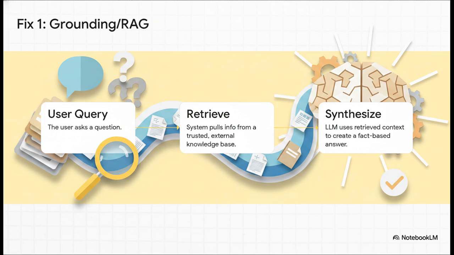First up, and this is the big one, is a technique called Retrieval Augmented Generation, or RAG. It's brilliant. Instead of letting the model answer from its vast but static memory, the system first goes out and retrieves up-to-date, relevant info from a source you trust, like your company's internal wiki. Then it hands that verified info to the LLM and says, "Okay, build your answer using only this." It basically tethers the model to reality.